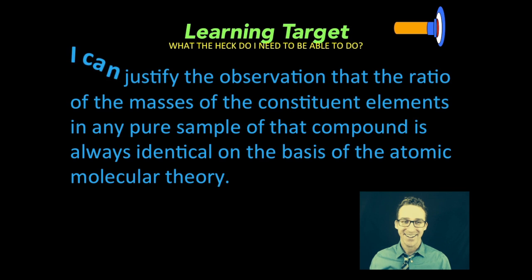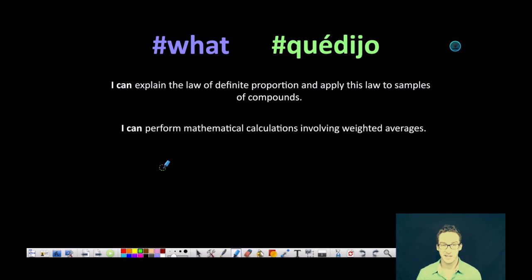Hello! In this video, we're going to justify the observation that the ratio of the masses of the constituent elements in any pure sample of that compound is always identical on the basis of the atomic molecular theory. So basically, you're going to do two things here. One, you're going to explain the law of definite proportions and apply the law of definite proportions to samples of compounds.